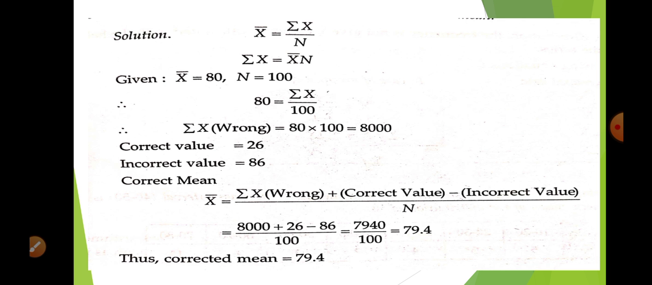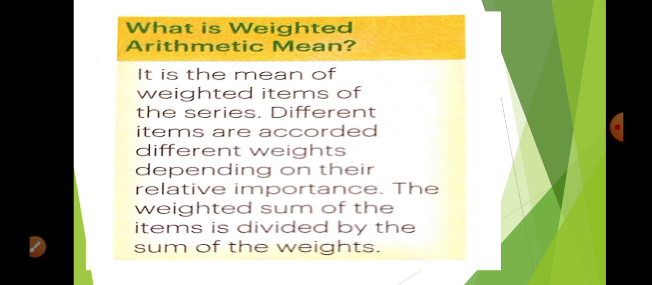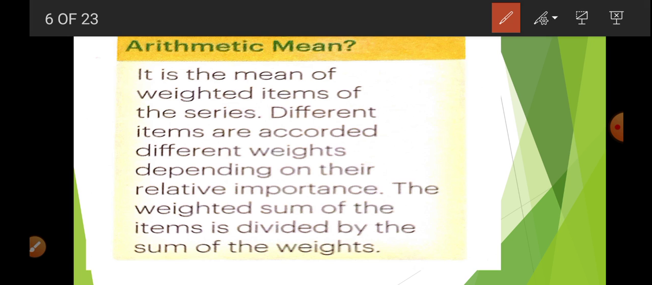Okay student, so here is given complete explanation once again. Now next topic is weighted arithmetic mean. So what is weighted arithmetic mean and what is simple arithmetic mean? First of all, we are going to understand what is weighted arithmetic mean. It is the mean of weighted items of the series. Okay, so this is the meaning of weighted arithmetic mean.